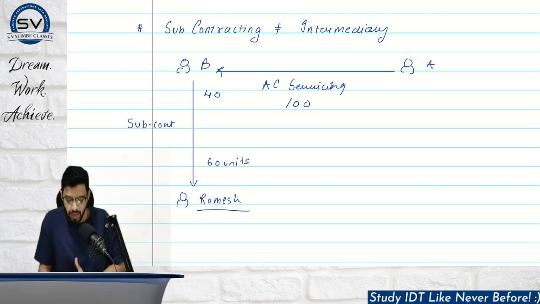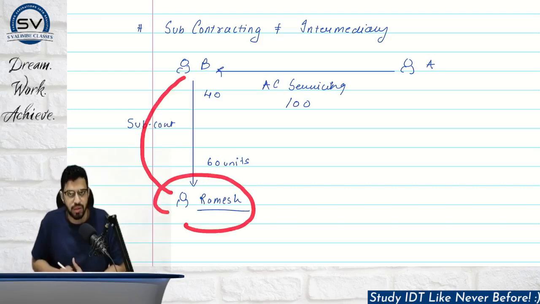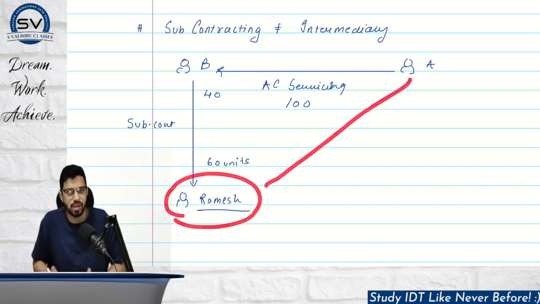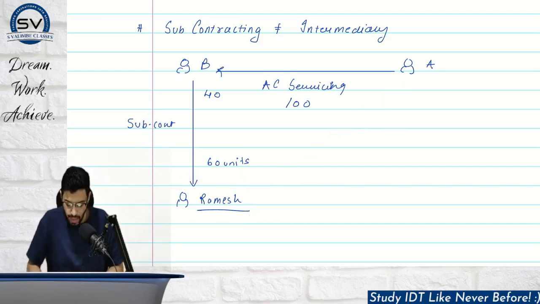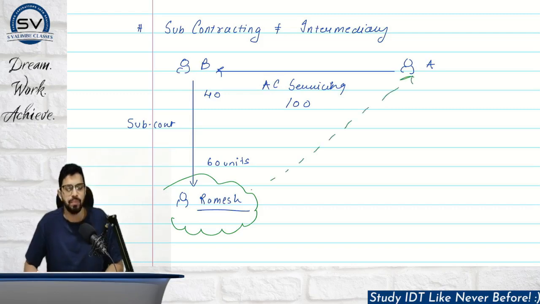Now tell me logically, do you feel this person is an agent of B? Or do you feel this is an agent of A? Answer is no. Basically, now Ramesh is going to do servicing of 60 units for Mr. A. Okay, he will get payment from Mr. B and A will pay to Mr. B. I hope this is clear. A is going to pay for 100 units to B.